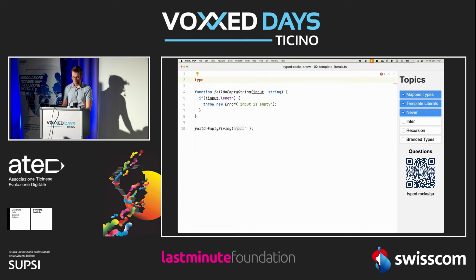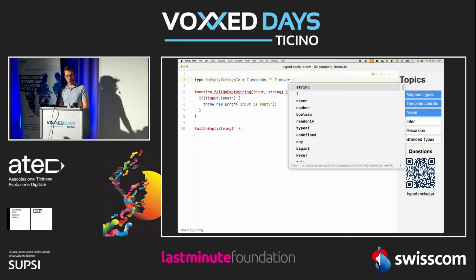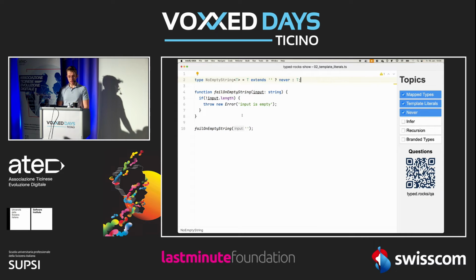So now what we could do here is create a type called noEmptyString. We pass it in a T, any type you'd like, and now we can say, well, if T extends an empty string, so if T is basically exactly an empty string, we return never. Otherwise, we return T itself. Now, of course, nothing has changed, but now we can use this in our function.